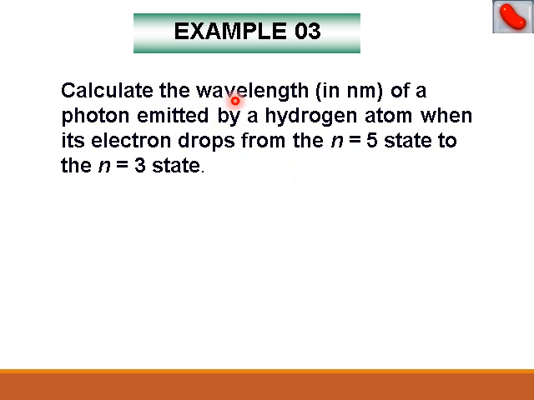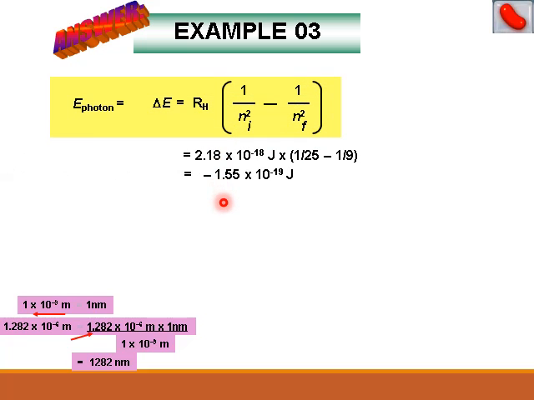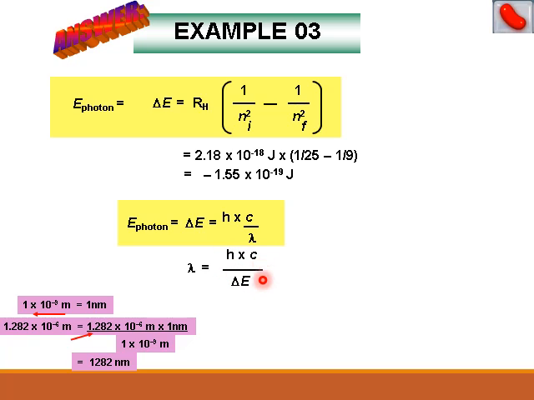Okay, this question, calculate the wavelength in nanometer. Given an electron drops from the energy level n equal to 5 to the energy level n equal to 3. In formula to calculate the delta E first, formula, substitution, final answer with unit, so the energy release is negative 1.55 times 10 to the power negative 19 joule. Okay, next, the second formula that you are going to apply is delta E equal to hc over lambda, because the question wants to find wavelength. So lambda equal to hc over delta E.